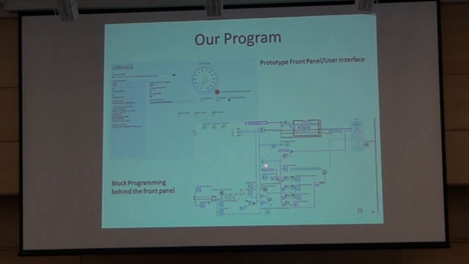This here is an example of what the graphical block programming looks like that I was describing. There's different blocks that do stuff and we line them together. It's much easier to troubleshoot than line-by-line programming like the C language.